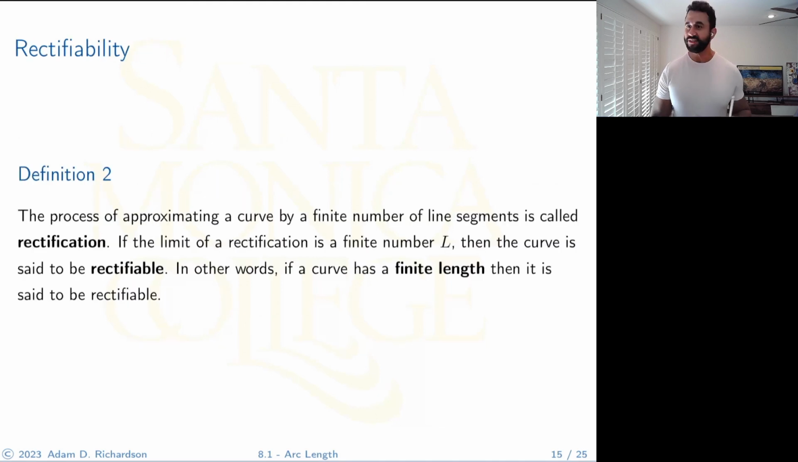Okay, now let's talk a little bit about rectifiability. This is an important idea, but the process of approximating a curve by a finite number of line segments is called rectification. Maybe you might think of rectangle, for example. You're just using lines to approximate the length of a curve. Now, if the limit of this rectification is a finite number, then we say the curve is rectifiable. So in other words, if a curve has finite length, then it's rectifiable. If a curve does not have finite length, then it is not rectifiable. All right, so rectifiable means finite length.